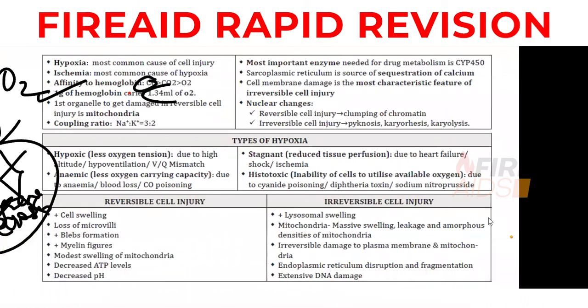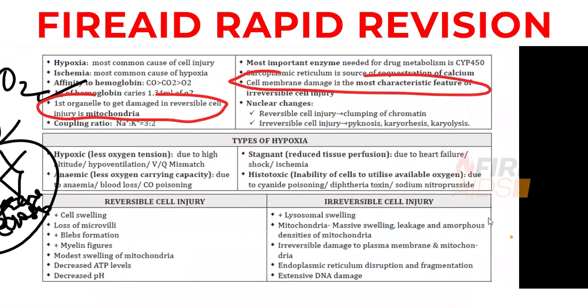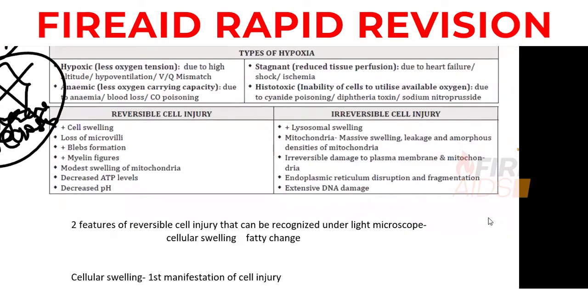Okay, so we saw something about reversible and irreversible cell injury. The important comparing point is, in reversible cell injury, the first organelle affected is the mitochondria. That is a very important point. Then in irreversible cell injury, cell membrane damage is the most characteristic feature. These two are very important points that we saw.